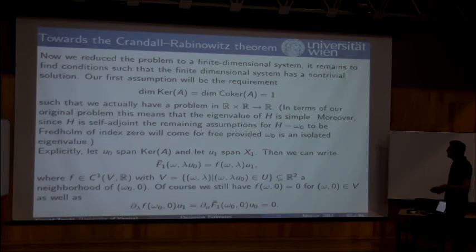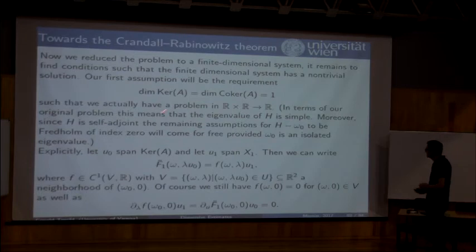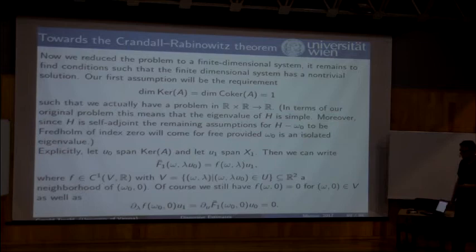So we're going to assume that the kernel is one-dimensional. So finite dimensional to one-dimensional, which basically boils down in our application to requiring that this eigenvalue is simple. Okay? So we assume we have a simple eigenvalue for our system. Moreover, I'm also going to assume that on the other side, the co-kernel is going to be one-dimensional.